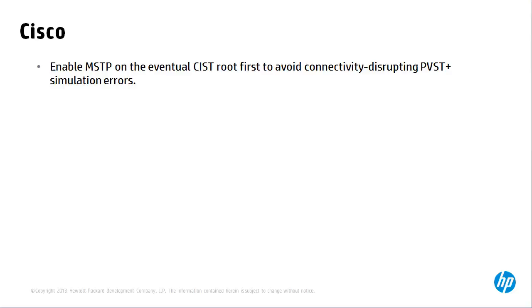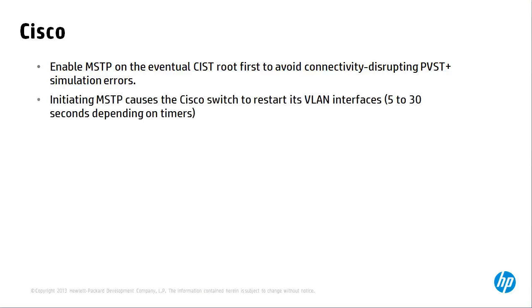So what you need to do is lower the priority of your core switches and enable multiple spanning tree on those switches first. Be aware that initiating multiple spanning tree on a Cisco switch that's doing inter-VLAN routing will cause the VLAN interfaces to restart. This could take between 5 to 30 seconds depending on timers used.